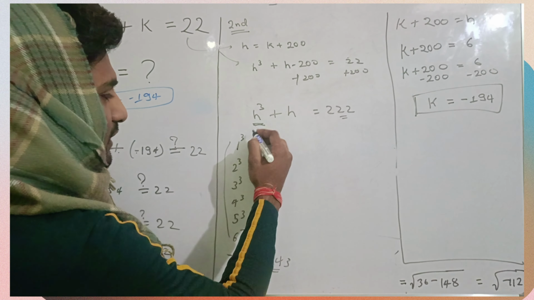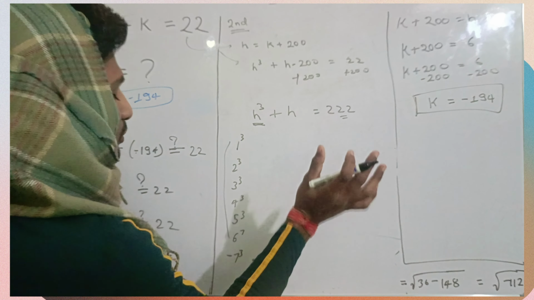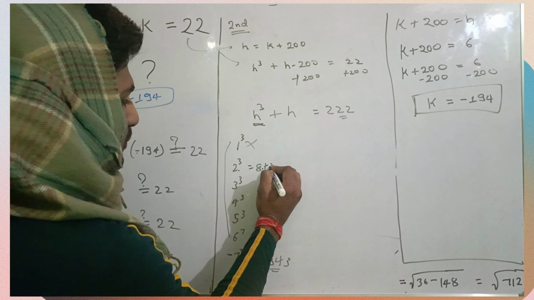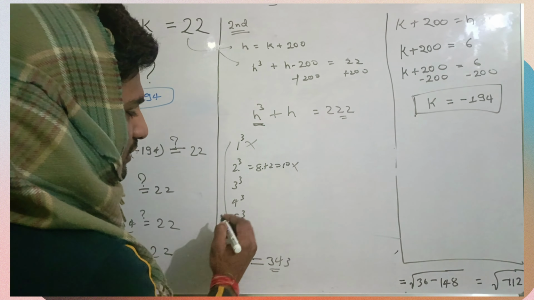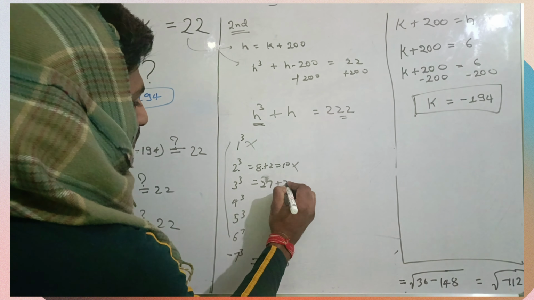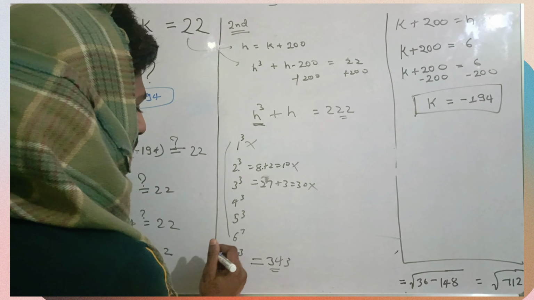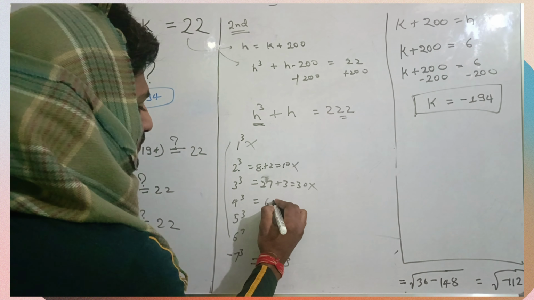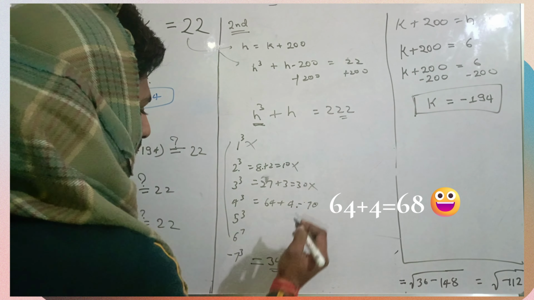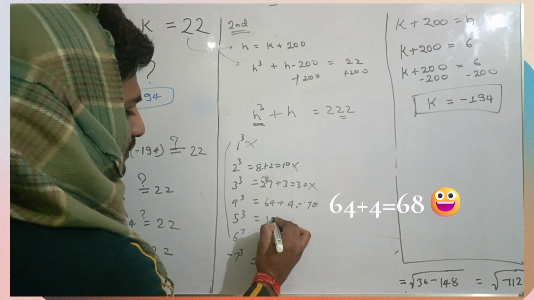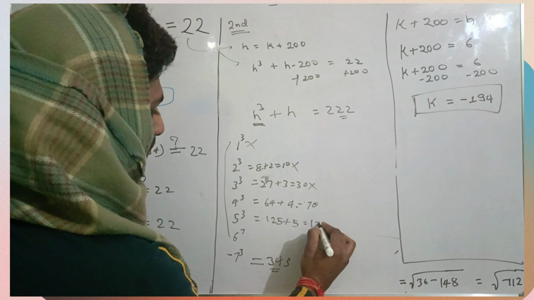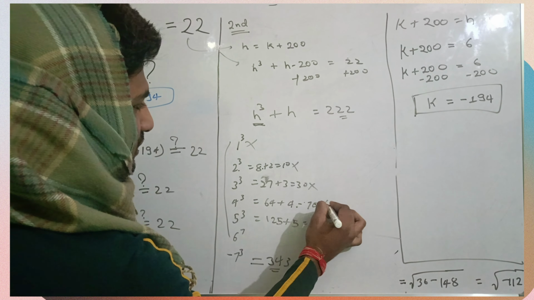So 1 cube is 1, 1 plus 1 is 2 and not 222. 2 cube is equal to 8, 8 plus 2 is 10, so this is also not satisfied. 3 cube is 27 plus 3 is 30, so it is also not satisfied. 4 cube is 64 plus 4 is 68, but this is also not satisfied. 5 cube is 125 plus 5 is 130, which does not satisfy the equation.